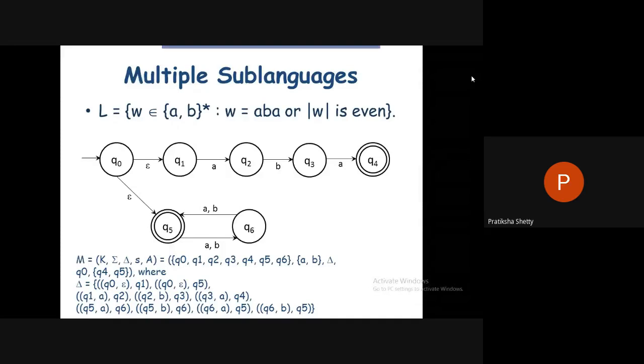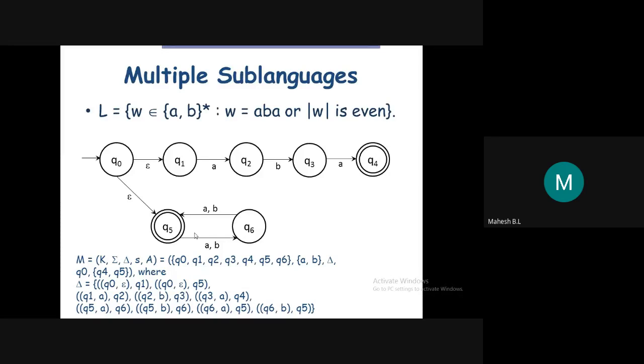See, there are two possibilities. Either W should be equal to AB, for that you have this path. If you follow this path, then W should be equal to ABA. Otherwise, if you follow this path for accepting W, W must be of even length. So Q5 is the accepting state. Even length means the sequence of A's and B's is not important, just their count is important. So they must be an even number.